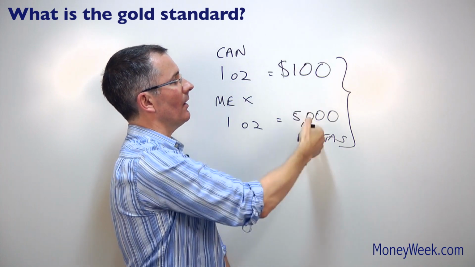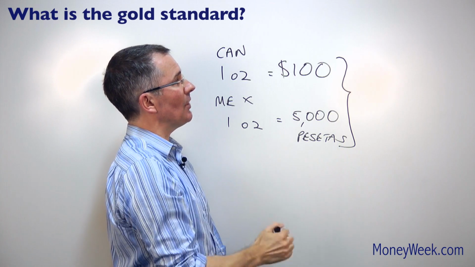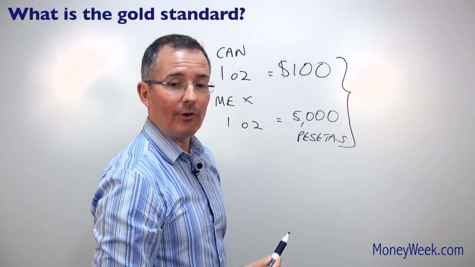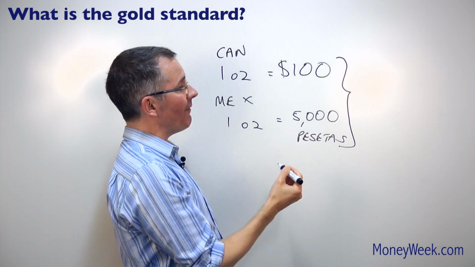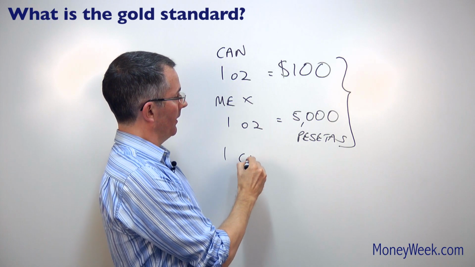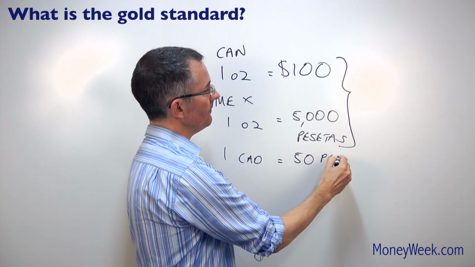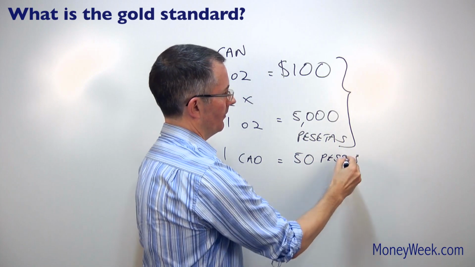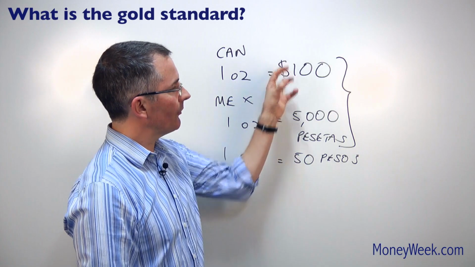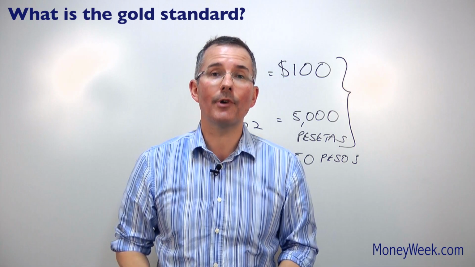So in other words, these currencies are pegged to gold, then the exchange rate between Canadian dollars and the Mexican currency must be 50 to 1. So you could say, well, on that basis, 1 Canadian dollar equals 50 pesos. I think it's a better way to describe it. Okay, you get the idea. So by having a gold standard, you link currencies together. You invoke a kind of fixed exchange rate system.